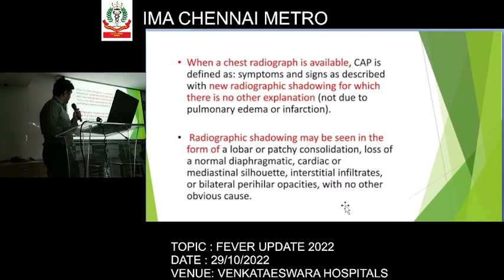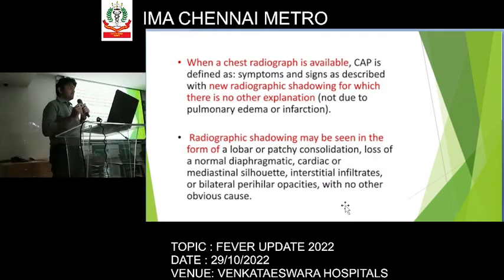This loss of normal diaphragmatic, cardiac or mediastinal silhouette is whenever there is a patchy opacity in the X-ray that will be overlapping over the cardiac shadow or the diaphragmatic shadow or mediastinal structures, which will be obscuring the borders of the structure. That's what we call loss of silhouette.